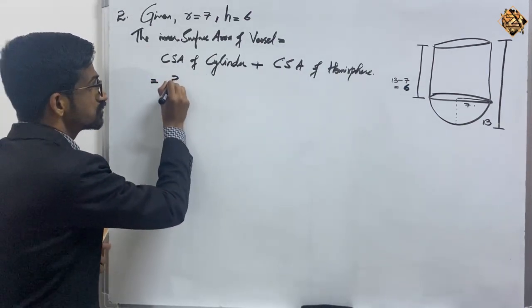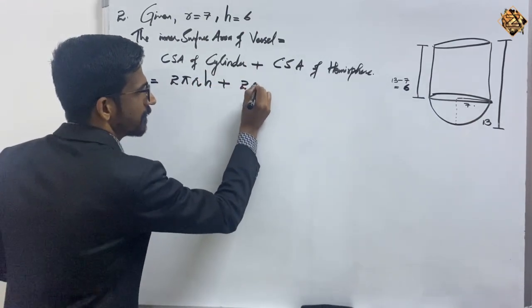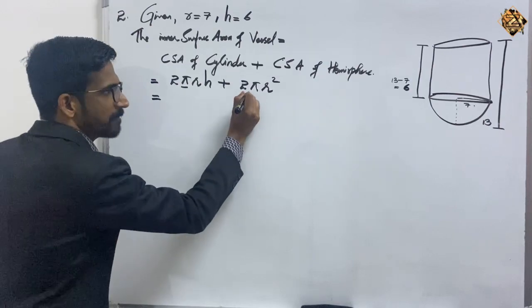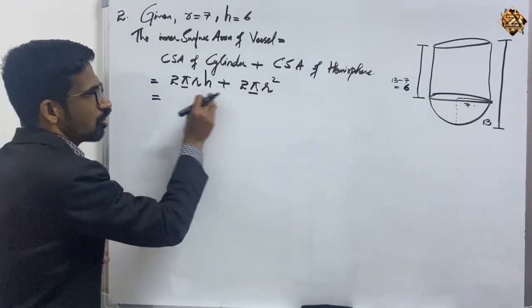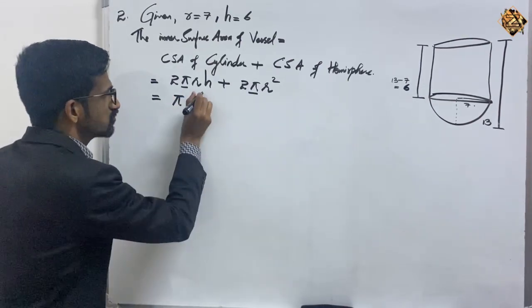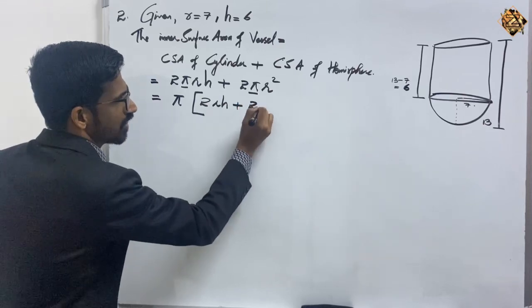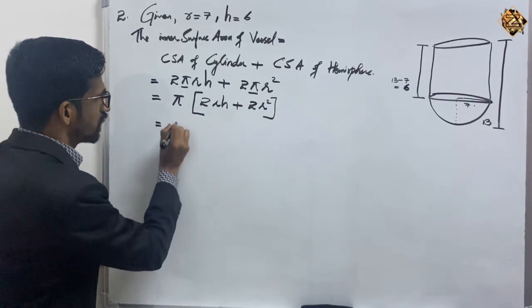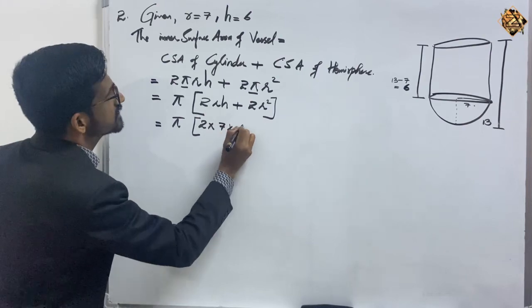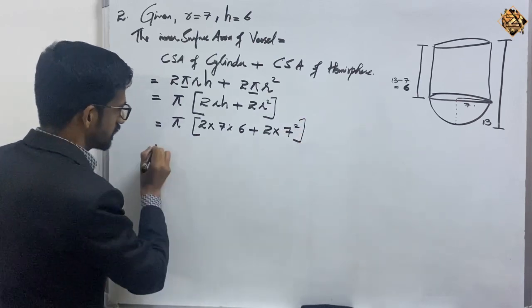So for that, we will write the formula here. CSA of cylinder is 2 pi r h plus, what is the CSA of hemisphere? That is 2 pi r square, isn't it? Now it's always better to take the pi value outside. Since it is common in both the CSAs, we will take pi outside. So what is remaining there? 2rh plus 2r square. So that will be equal to pi into 2 into r, radius is 7, into height 6, plus 2 into 7 square.